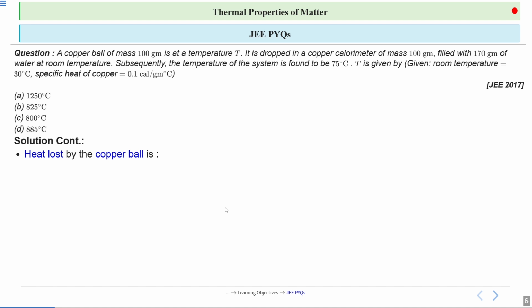So before finding it, we will calculate some important quantities, like the heat lost by the copper ball. Q loss is equal to M copper S copper into T minus TF. Alright, so just put the values of M, S and T and you will get Q loss. It means heat lost by the copper ball is equal to 100 into 0.1 into T minus 75. So 100 into 0.1, it will be 10 into T minus 75. Alright. So this is the heat lost by the copper ball.